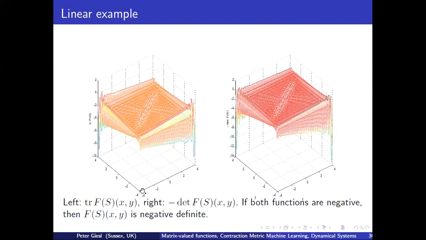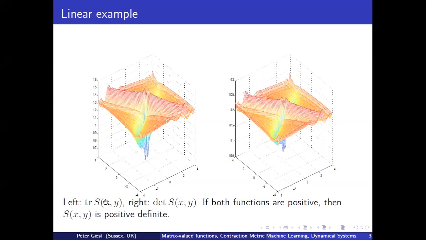So what we plot here in this figure is, we want to know that f of s is negative. So s is our approximation. f of s is what tells us about the contraction. So f of s should be negative definite. Here we look at the trace, which should be negative. And here we look at minus the determinant, which should be negative in a 2x2 matrix. So if both of these functions are negative, then f of s is negative definite. And you can see that it is negative definite apart from an area at the boundary. I'll show you another figure where we see this more clearly.